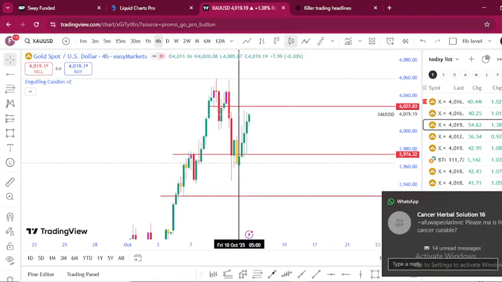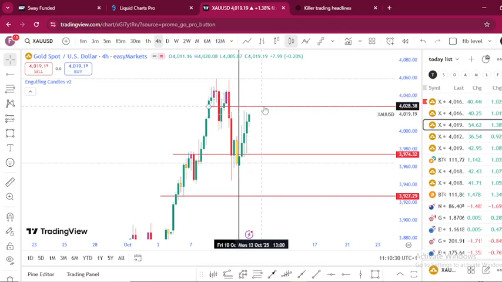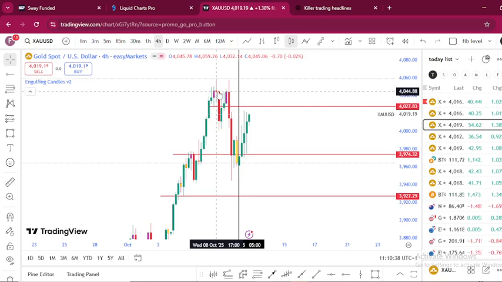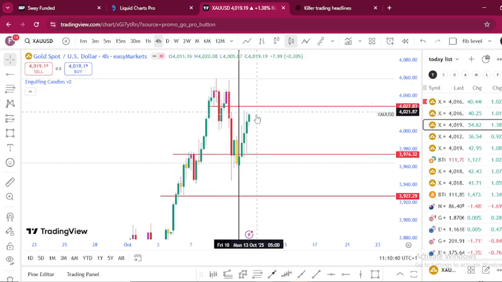So if price comes here and prints a rejection, then 4 hours print bearish engulfing, then the market is going to retrace again to this 4 hours buy zone or this daily level or this level. So it will start targeting the next nearest daily level.